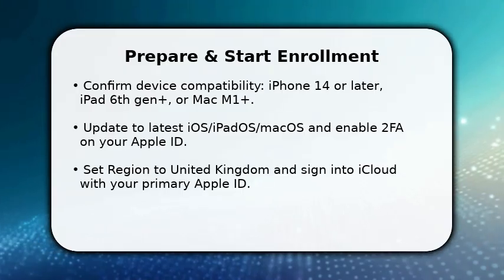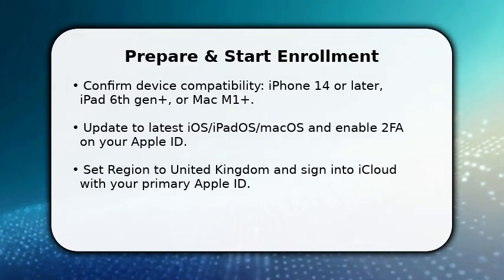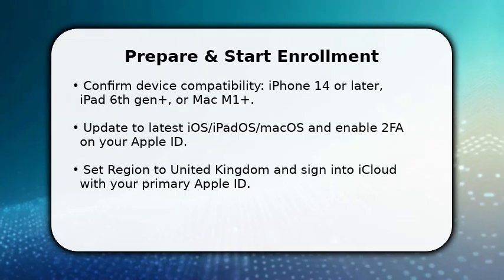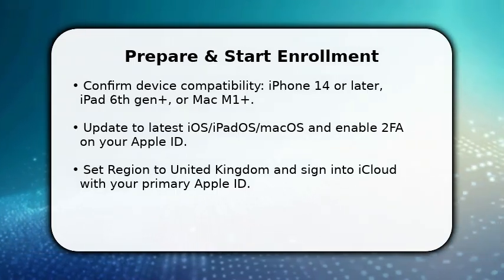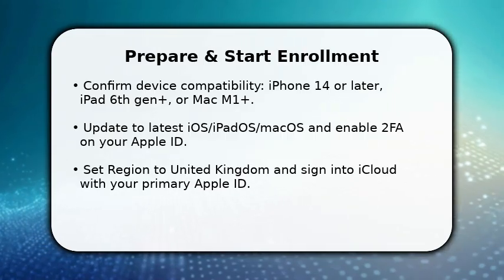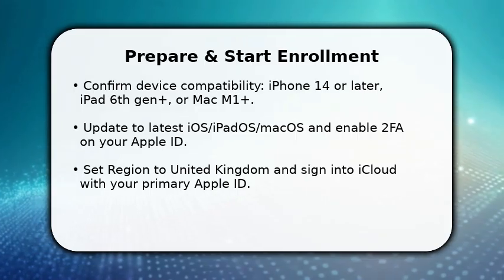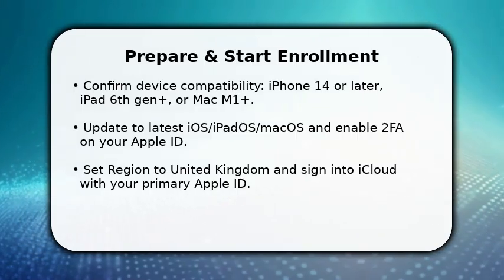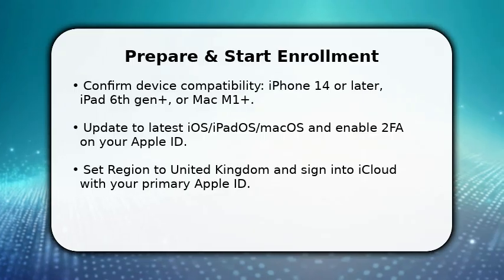You begin by preparing devices and account access. This speeds the rest of the process. First, check your device model and update to the latest OS so features are supported. Once done, enable two-factor authentication and sign into iCloud. These secure requirements permit Apple Intelligence to run. Make sure your Apple ID region is the United Kingdom because availability is region-gated.